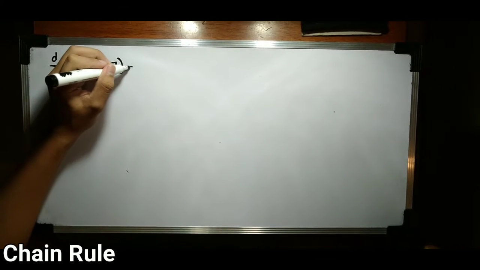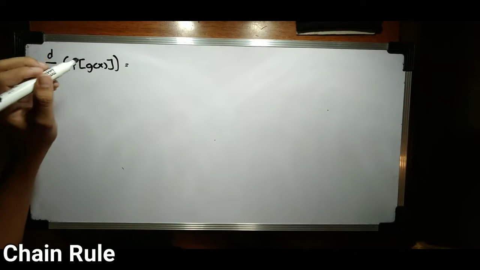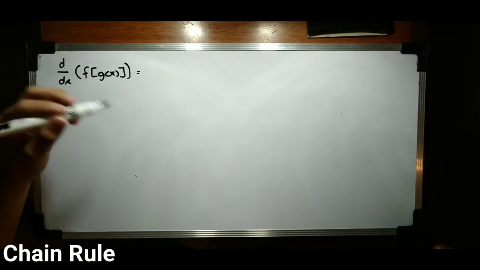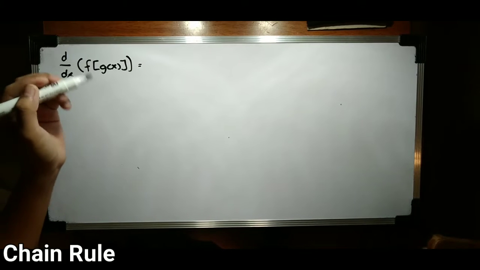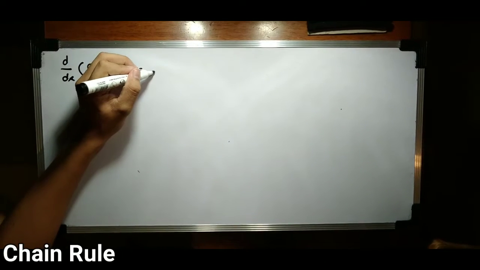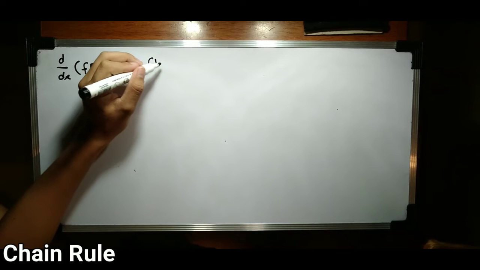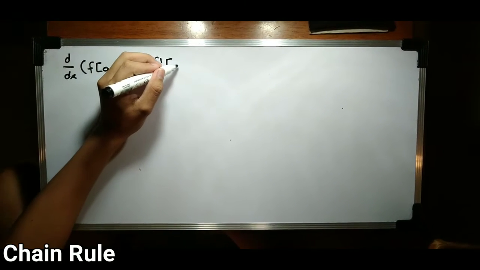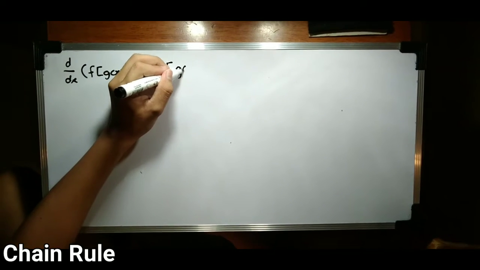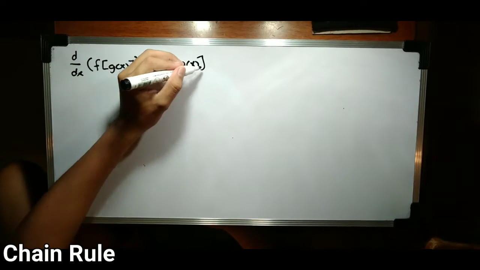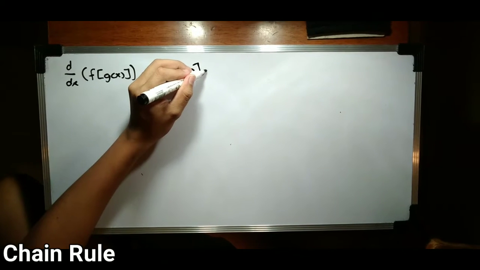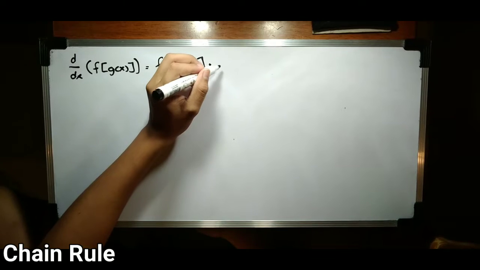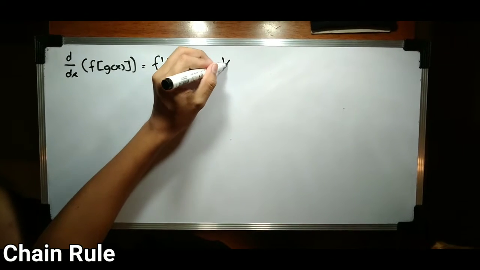So first, we would get the derivative of the outside portion of the function. So this would be f prime. Then copy the inside portion of the function, which is the g of x. Then we will multiply the derivative of the inside portion of the function, which is the g prime of x.